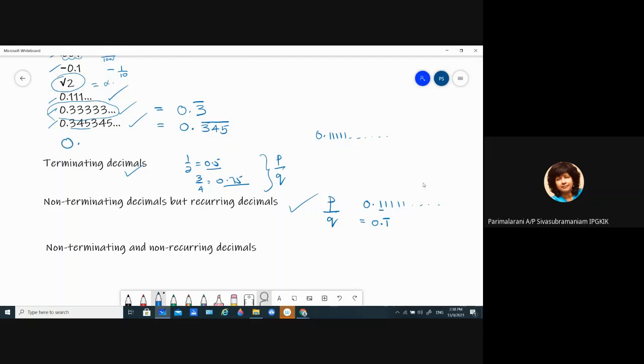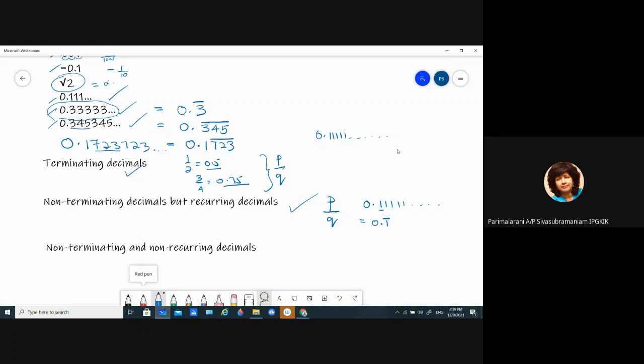Sometimes we have a number like 0.1723723. What is repeating here is 723. So we can write this as 0.1723 with the dash above the 723, to show that the 1 doesn't repeat but 723 repeats. So all terminating decimals and all non-terminating but recurring decimals are rational numbers.